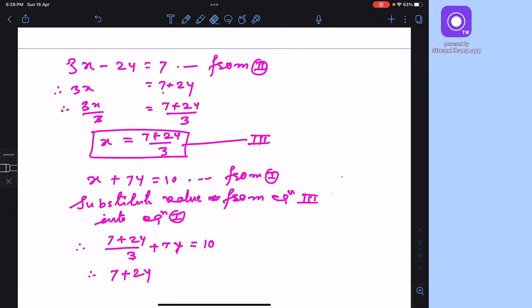So 7y multiplied by 3 gives you 21y, and 10 multiplied by 3 gives you 30. You may write here, on multiplying by 3.